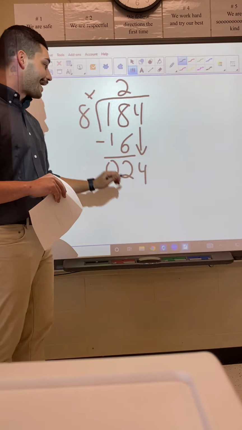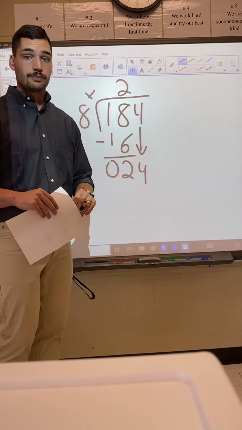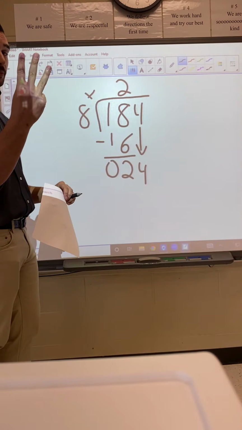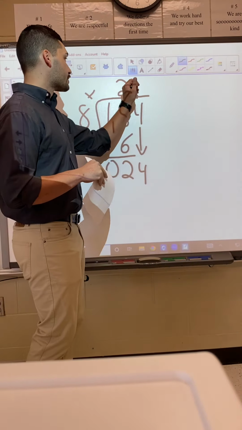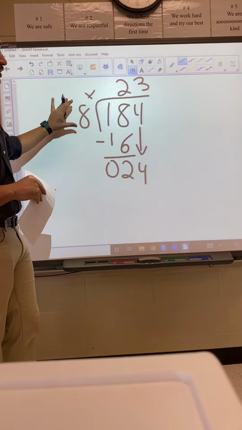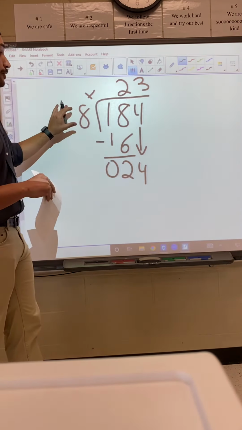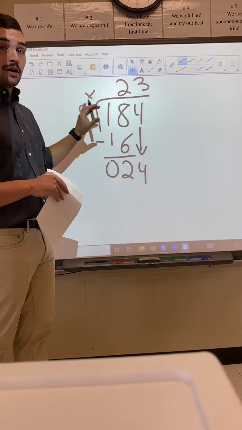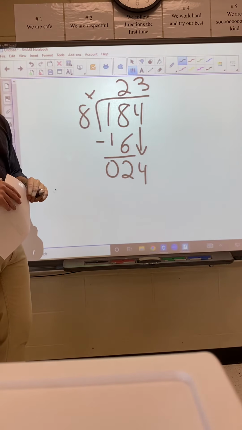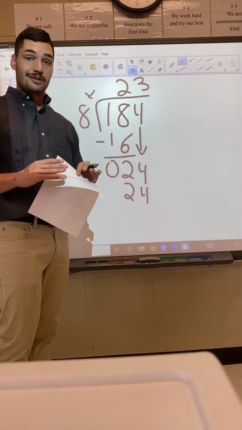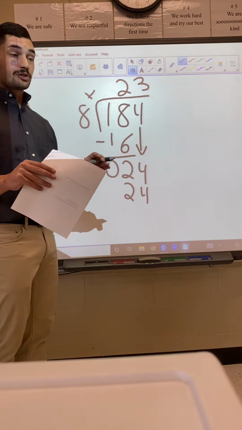So now we're looking at how many times can 8 fit inside of 24. So thinking with our skip counting, 8, 16, 24, it could go in there how many times? That's right, 3 is correct. So we've done our division step. That's why we put our 3 up there. Now we're doing a multiplication step, 8 times 3. What would 8 times 3 get us? That's right, 24.